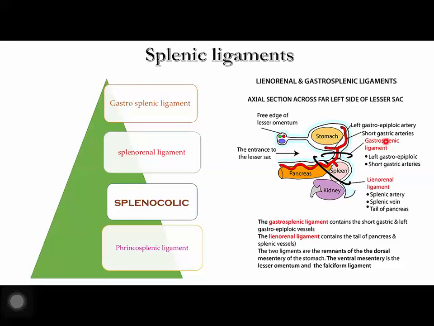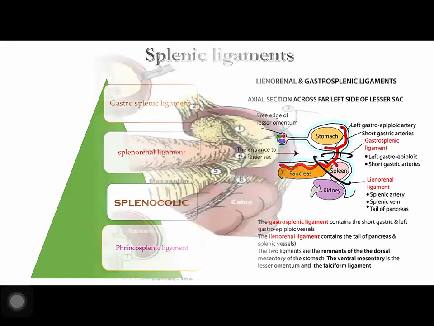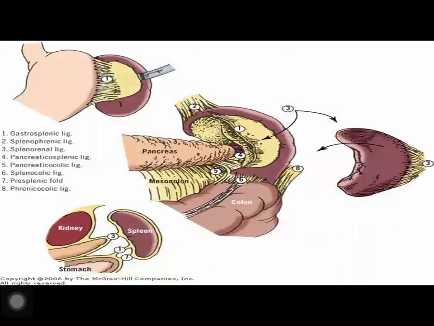and has two vessels, the short gastric artery and the left gastroepiploic artery. The splenorenal ligament, also called lienorenal, contains the splenic artery, splenic vein, and tail of pancreas. The splenocolic ligament attaches the lower pole of the spleen to the left colic flexure and has no content. The splenophrenic ligament attaches the upper pole of the spleen to the diaphragm posteriorly.